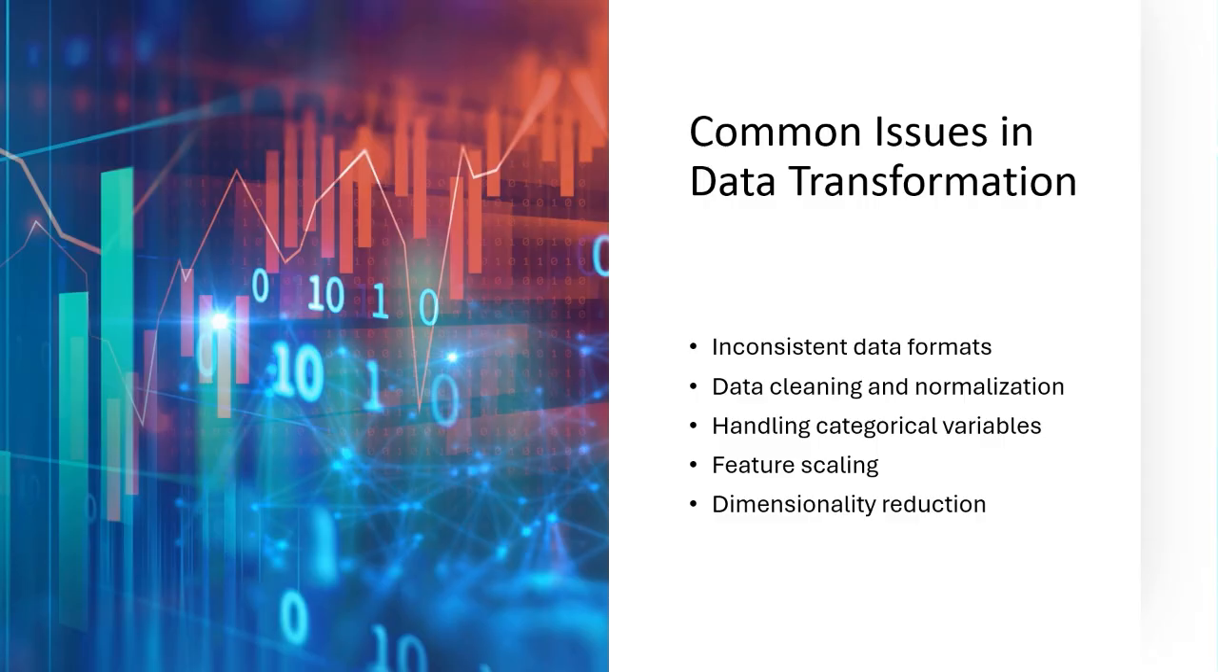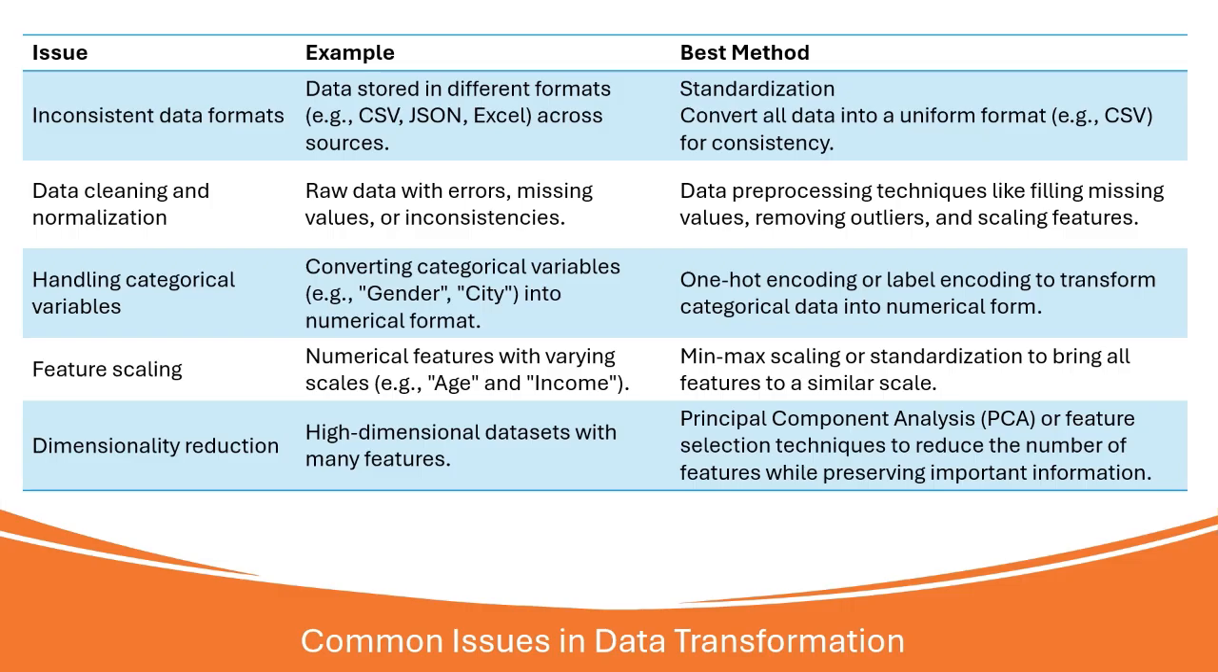Some of the common issues that we will discuss here are inconsistent data format, data cleaning and normalization, handling categorical variables, feature scaling, and lastly dimensionality reduction. We have many more, I just selected only 5. If you look at the first issue, inconsistent data format, when you combine data even in the integration stage, we may face this problem: CSV files, JSON files, Excel files, and many other problems related to data format.